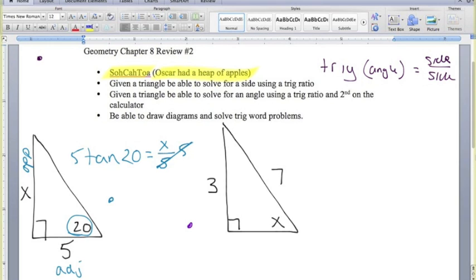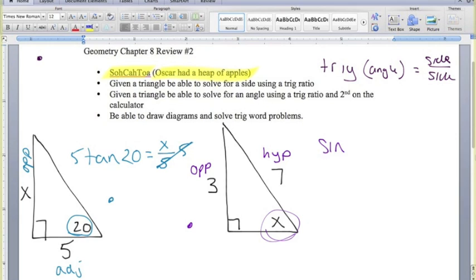So in solving for an angle, I'm going to place the focus on the angle that I'm looking for and label the sides according to that angle. So what kind of a side is the 3? And what kind of a side is the 7? So if I want to solve using opposite and hypotenuse, which one would I use? Sine.